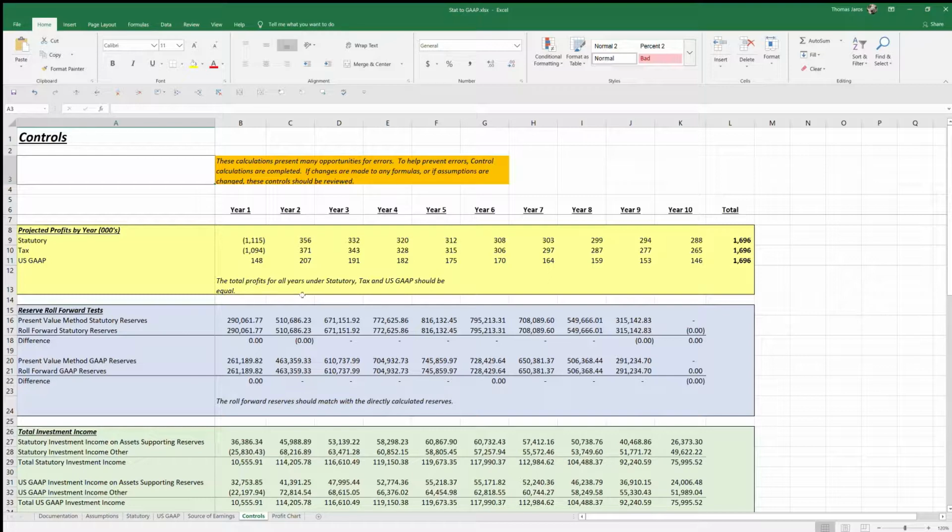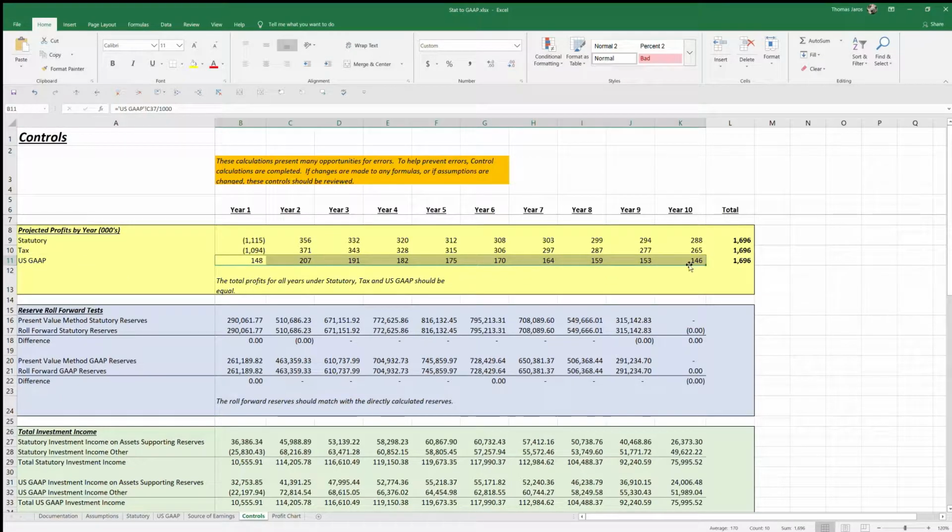You might recall that when we were talking about doing these calculations early on, if you look at statutory profits or tax profits or US GAAP profits and add it up all the way along any given year, the total amount of profit should not vary, and that's exactly what's happening with our spreadsheet. So we're passing this control.